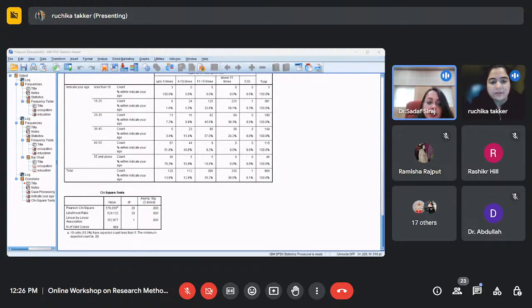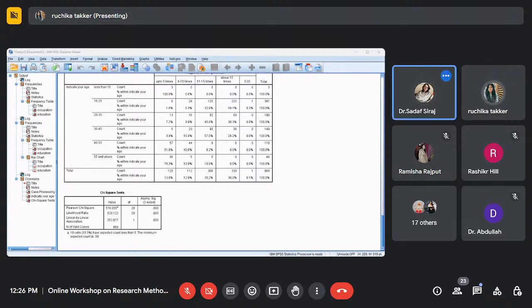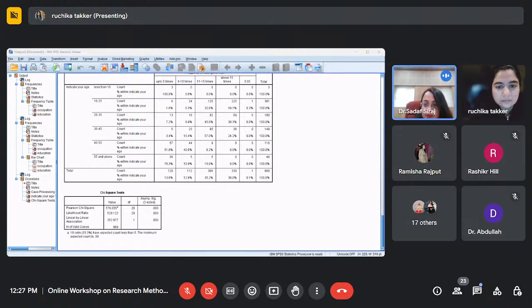Then we can have a look at the p value. The p value is 0.000, which is less than 0.05. So whenever the p value is less than 0.05, what do we do? We reject the null hypothesis. So we are rejecting the null hypothesis and accepting the alternate hypothesis, which means there is a difference. Now, because it's a very huge table, maybe that is why you were getting confused.